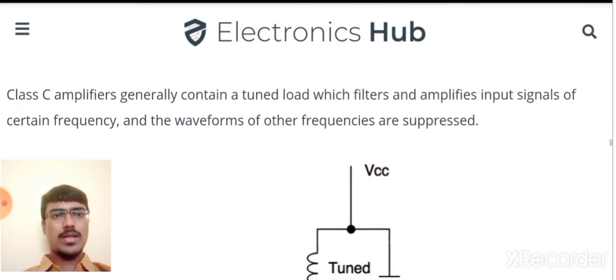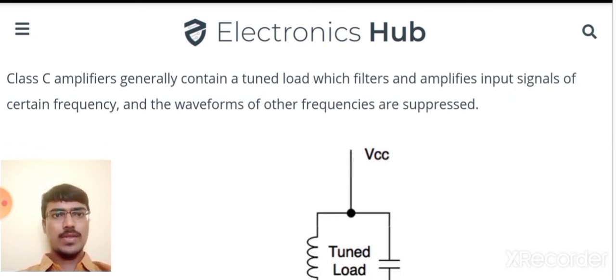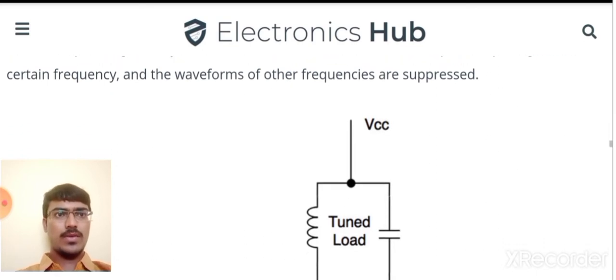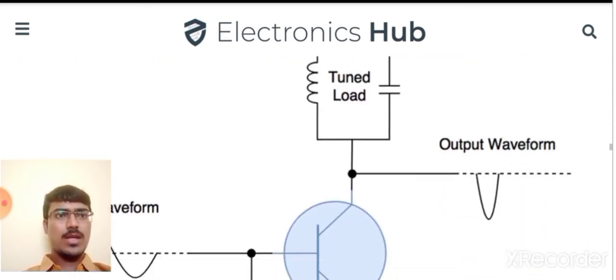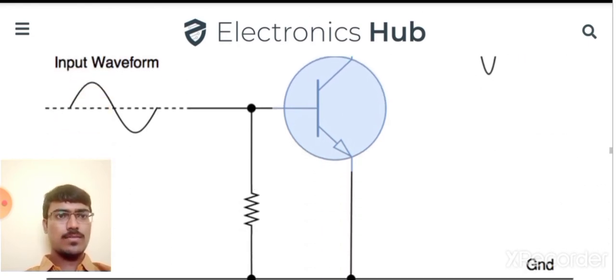Class C amplifiers generally contain a tuned load which filters and amplifies input signals of a certain frequency, and the waveforms of other frequencies are suppressed. This is the circuit of class C.